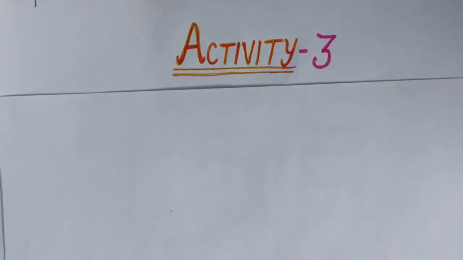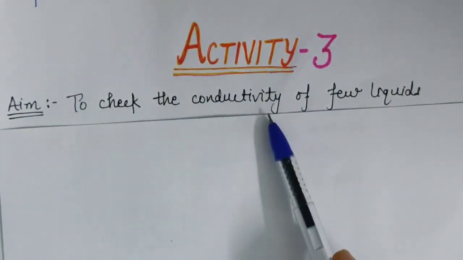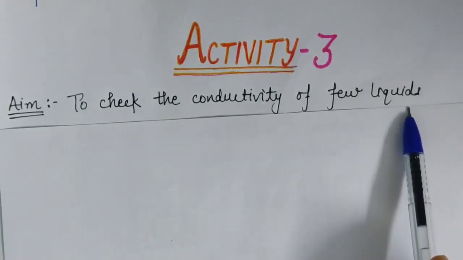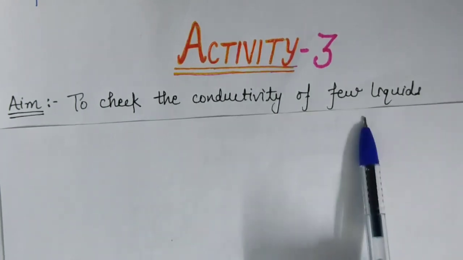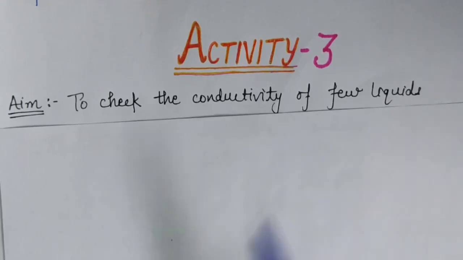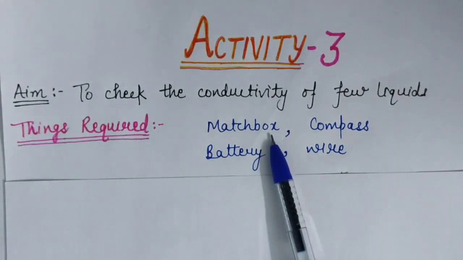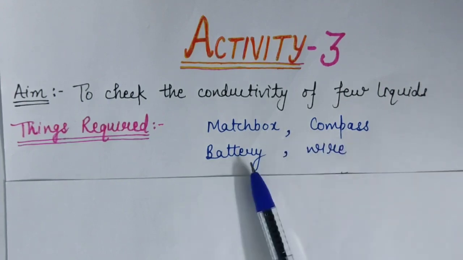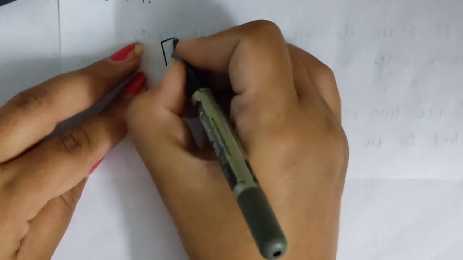So students, let's perform an activity. Activity number 3. The aim of this activity is to check the conductivity of liquids. Means in this we try to check whether a given liquid is conductive in nature or not. Okay, and for performing this activity, things required are matchbox, compass, battery, wire. First of all, take an empty tray of matchbox.